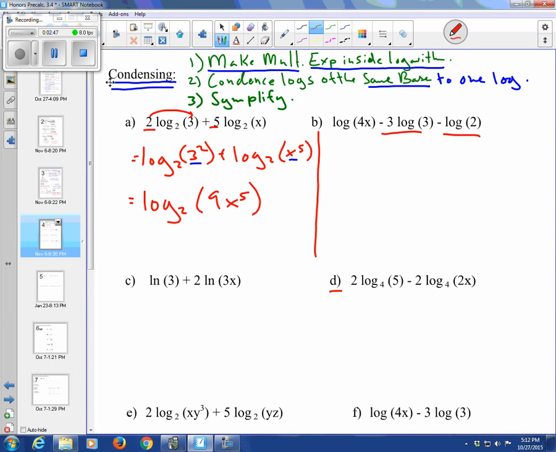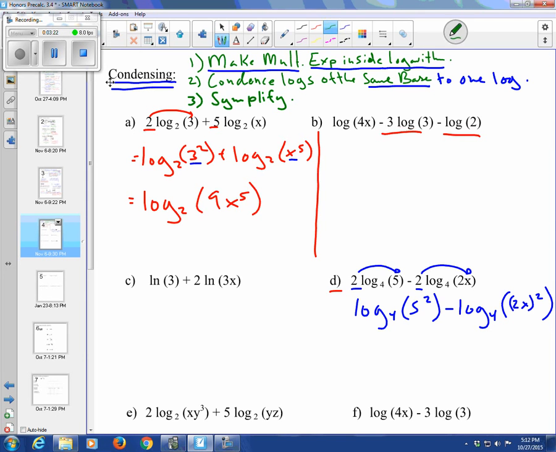Right here, we've got D is 2 times log base 4 of 5 minus 2 times log base 4 of 2x. My first step is to take the multiplications of 2's out front and bring them inside my logarithms and make them exponents. I've got log base 4 of 5 squared, and then minus log base 4 of 2x squared. And I want to remember that that 2x is being squared, not just the x. So we're going to put parentheses around that.